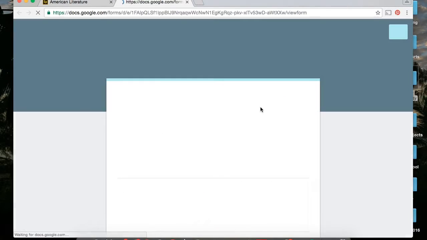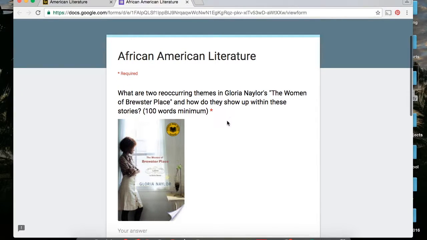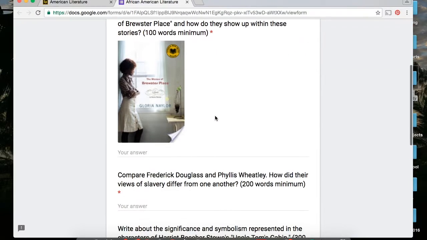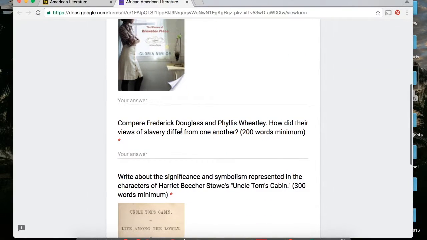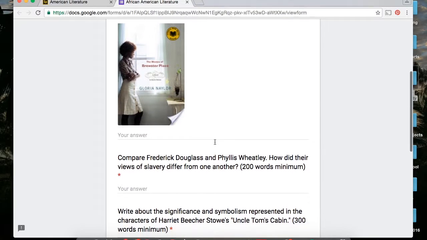So we'll click on the Google form, and we have African American literature. What are 2 recurring themes in Gloria Naylor's The Women of Brewster Place, and how did they show up within these stories? 100 words that they'll type right here. Compare Frederick Douglass and Phyllis Wheatley. How did their views of slavery differ from one another? 200 words on that as well.